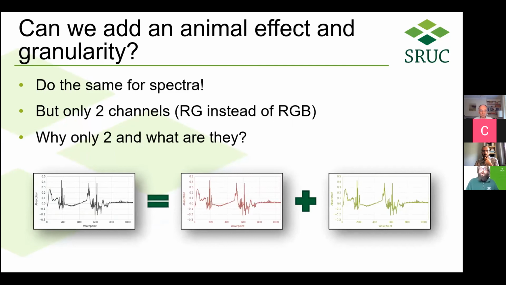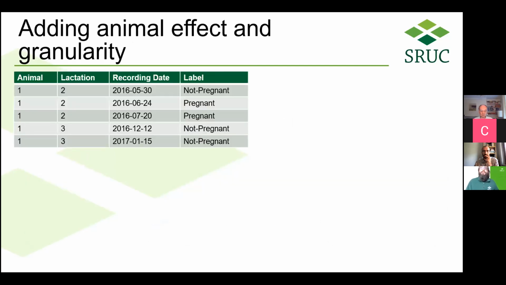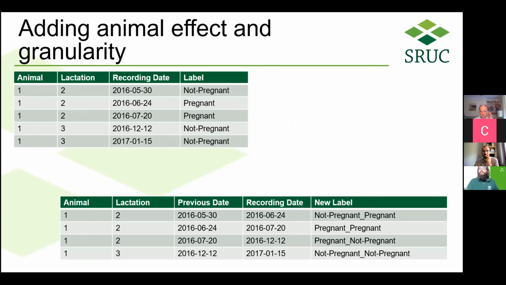But why would we do that, and what are they? So what we thought we would do is we take our data here. So we've got our labeled data: on a spectral recording date, a milk recording date, whether the animal was pregnant or not pregnant. And then we combined those data. So basically now what we've got is a previous date and our current date, and then we're moving from a previous state to a current state.